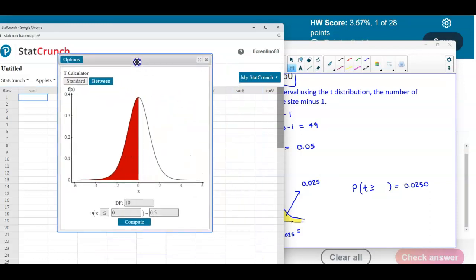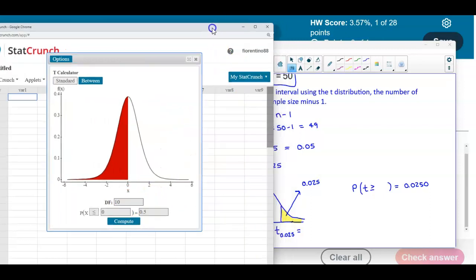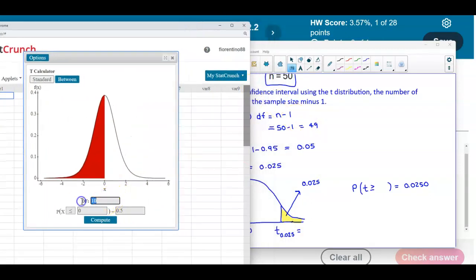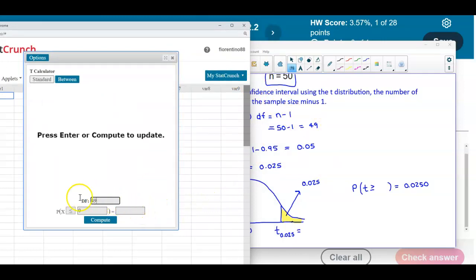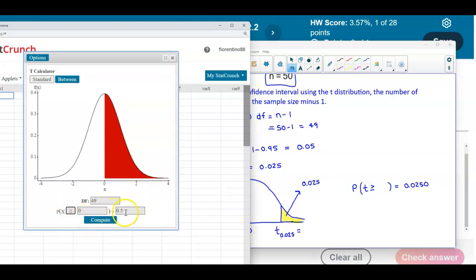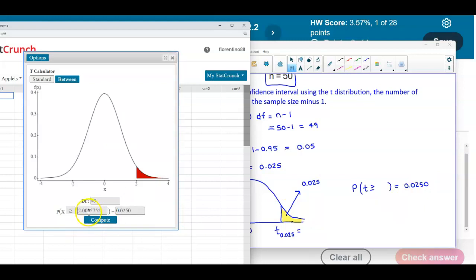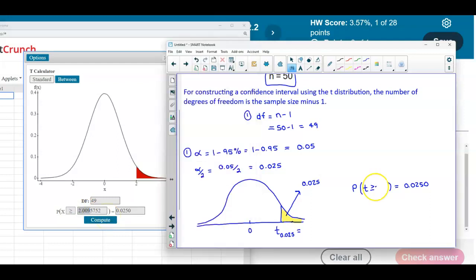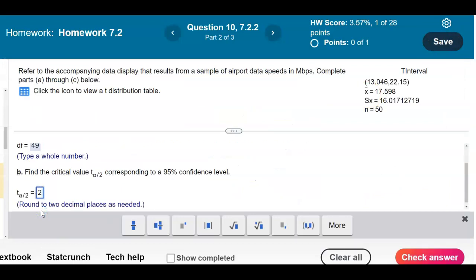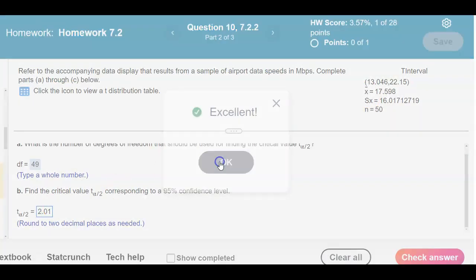because we're looking for the critical t value. So with the critical t value, we first want to put in our degrees of freedom. Well, we know our degrees of freedom from the first part is 49. And then we want to make sure that our inequality is pointing to the right. And then we're going to put in the area that represents 0.0250. Select compute, and now we're going to round this critical value to 2 decimal places, which is 2.01. So therefore the critical t value is going to be 2.01. Let's go ahead and put that in here, and there is our result.